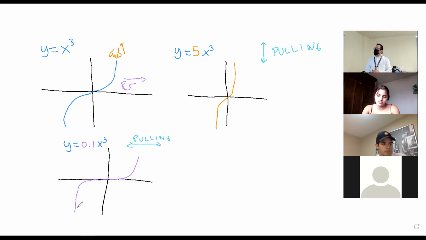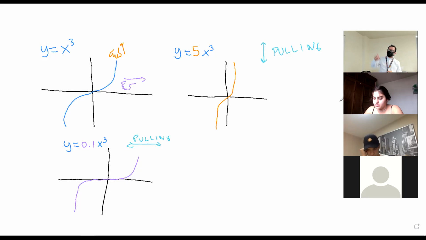Questions with these? Yes, go ahead. How do we determine if we're pulling it vertically or horizontally? Good question. If the number is larger than 1, you're pulling it vertically. If the number is between 0 and 1, you're pulling it horizontally.